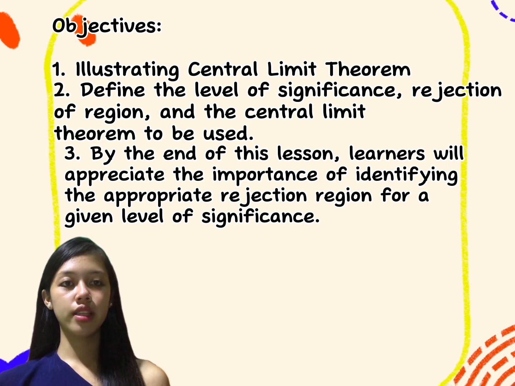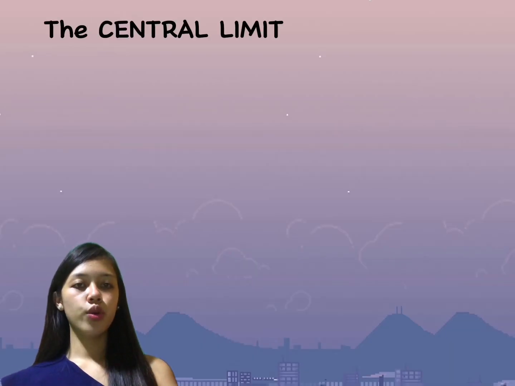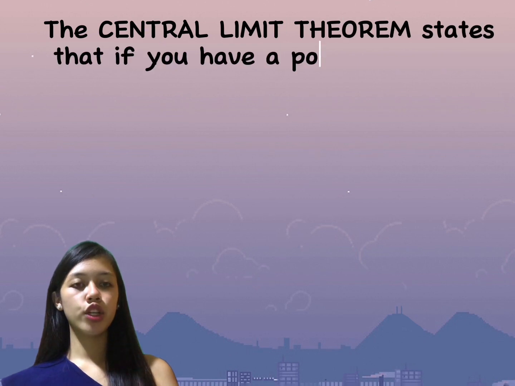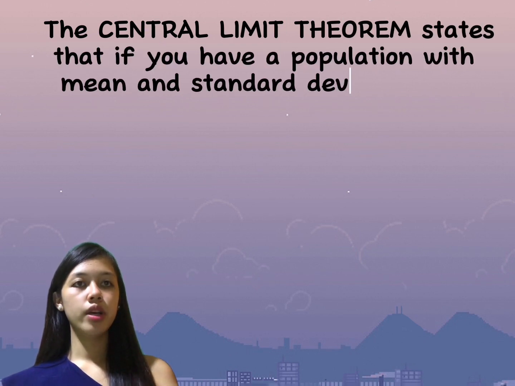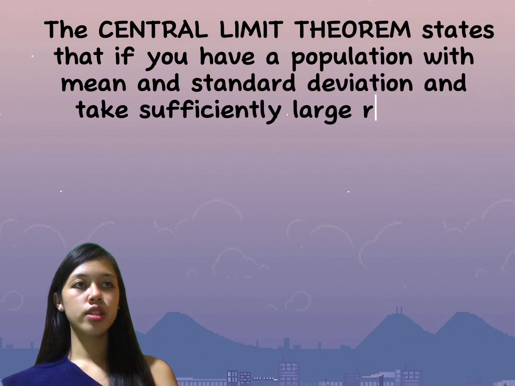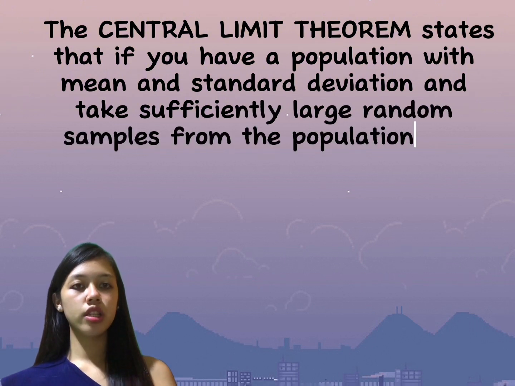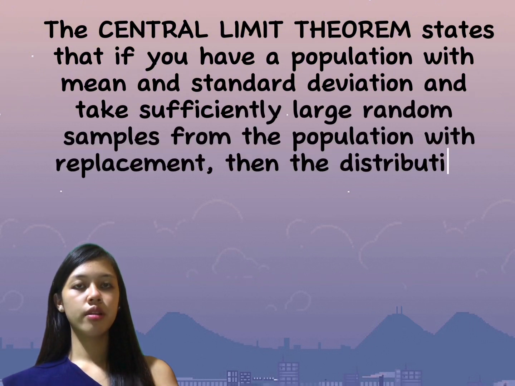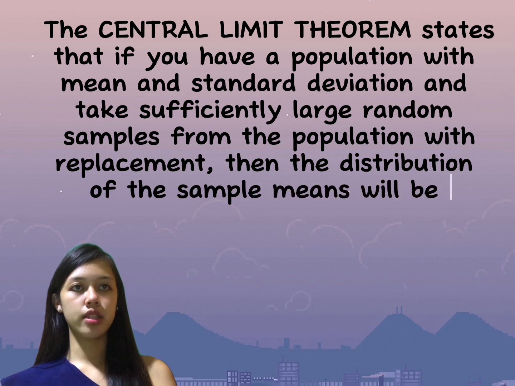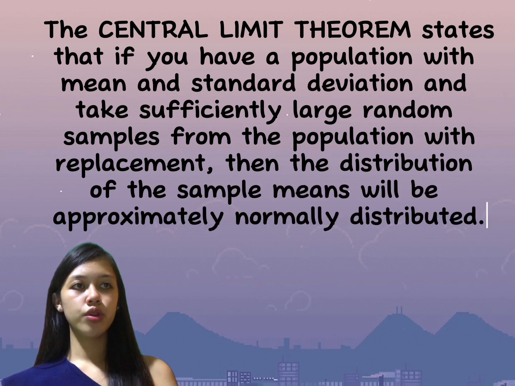The central limit theorem states that if you have a population with mean, or symbol mu, and standard deviation, or symbol sigma, and take sufficiently large random samples from the population with replacement, then the distribution of the sample means will be approximately normally distributed.